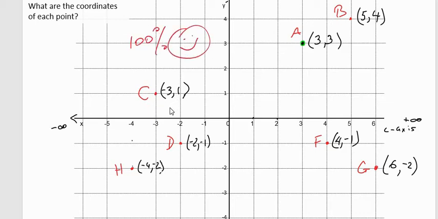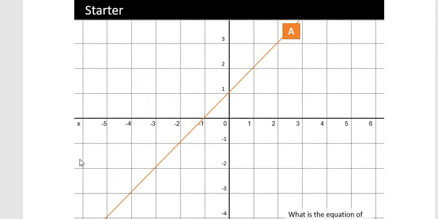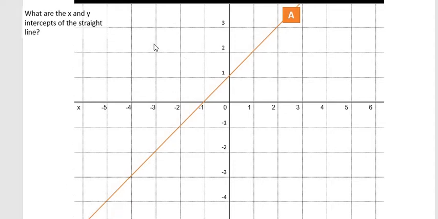Yay! All right, ready for the next challenge? Sure. All right, so we're looking now at the equation of a straight line. But before we get there, what we want to be able to do. All right, so now we're looking at intercepts.